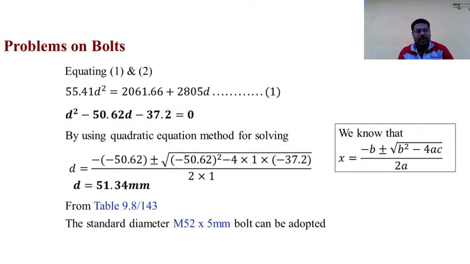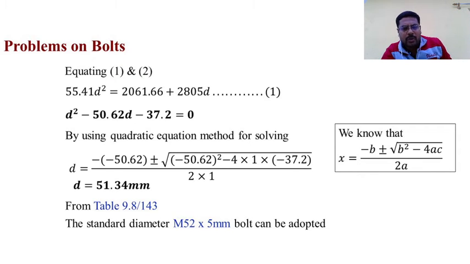Equating equation number 1 and 2, substitute both the values here. 55.41 D square = 22,061.66 + 2805 D. Then D square minus 50.62 D minus 37.2 is equal to 0. This is the quadratic equation. By using the quadratic formula, we know that x = (minus b plus or minus square root of b square minus 4ac) divided by 2a.